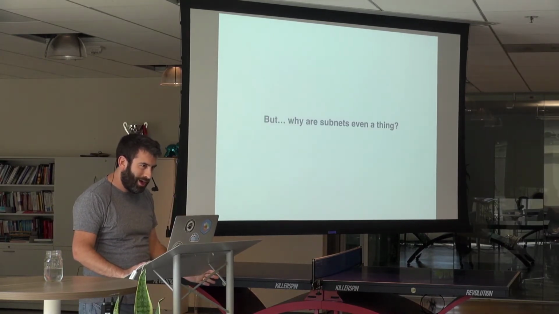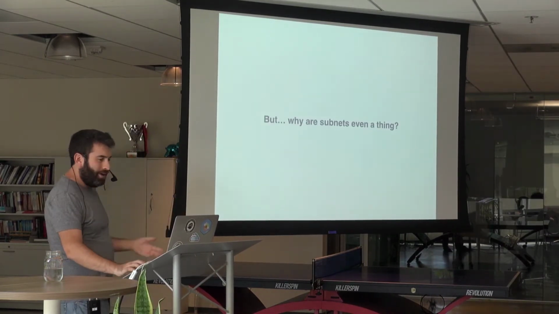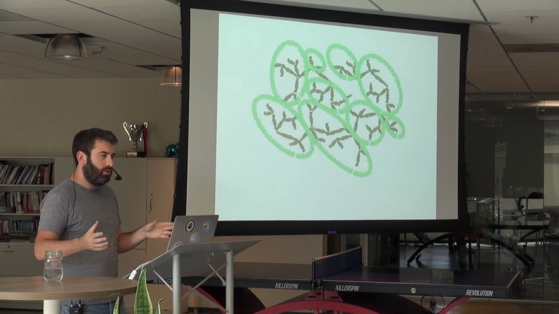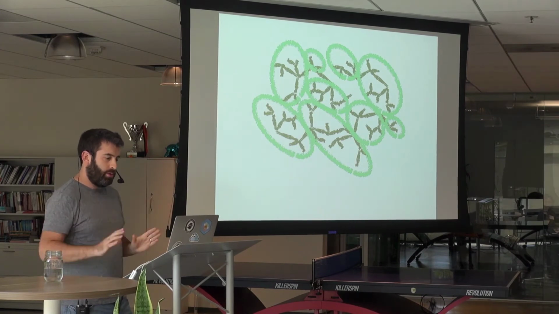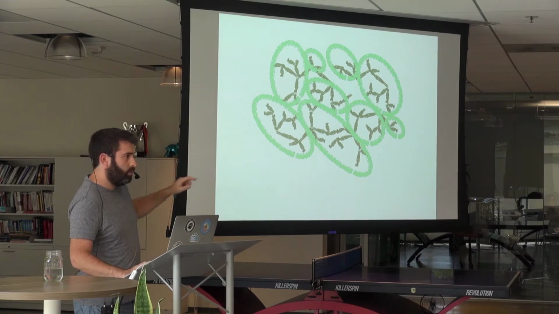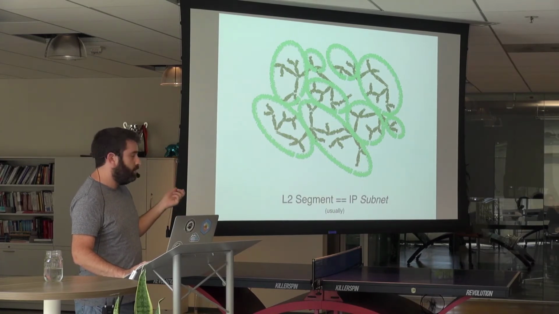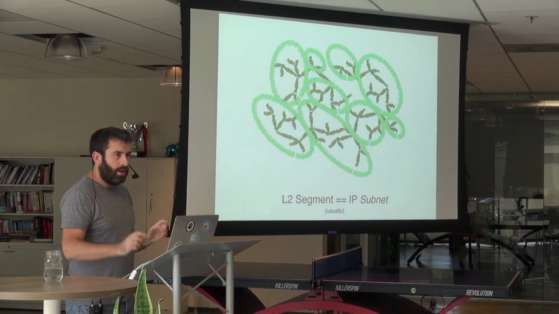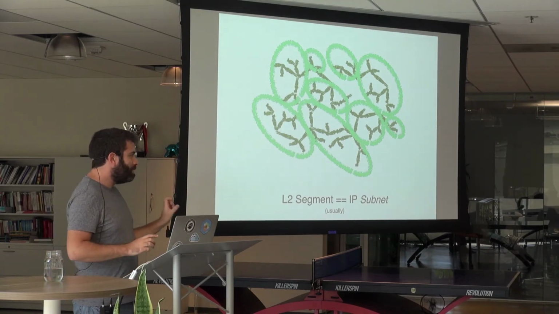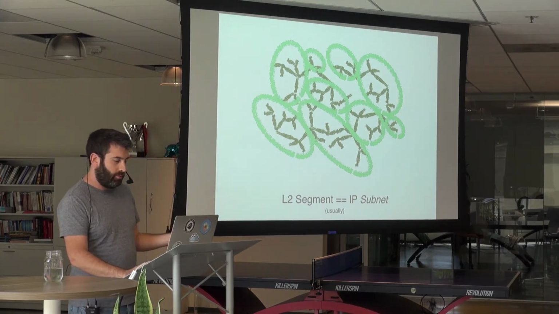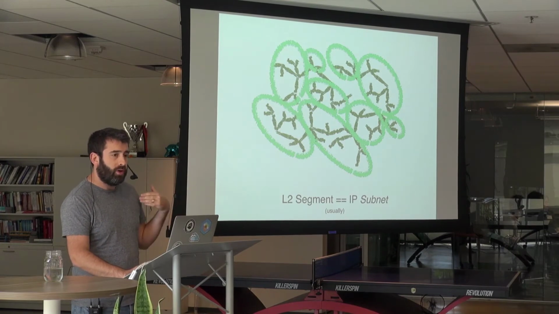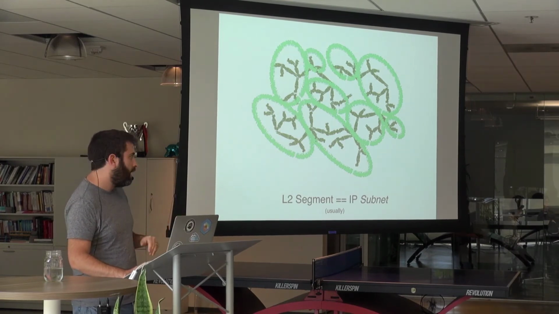Why do we care? Why are subnets even a thing at all? The reason goes back to this diagram from before. We had this big layer 2 network, and we said this is too big, we want to segment it into smaller networks. So we're going to have distinct layer 2 networks, and we're going to assign each layer 2 network to be an IP subnet. That's the correspondence. Usually a layer 2 segment is an IP subnet, and vice versa. Then the question is how do we move packets between them. We're going to move IP packets between them, not layer 2 packets.